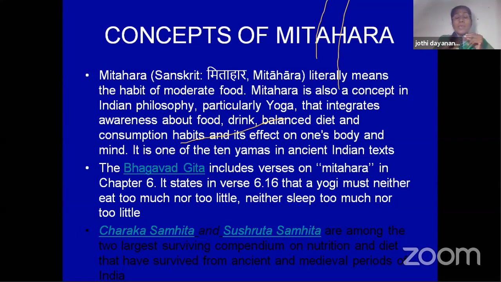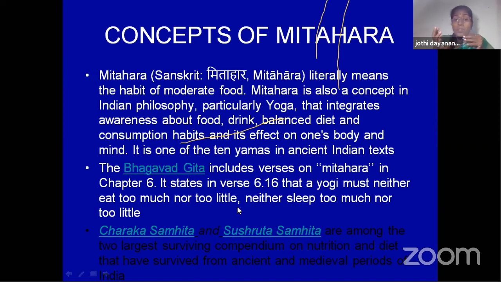So the concept is mentioned in various books like the Bhagavad Gita. There are certain verses which speak about mithara, that is the concept of food. And in chapter 6, they have stated that a yogi must neither eat too much nor too little. If you eat too much, you will not get sleep. If you eat very little, you will not get sleep.